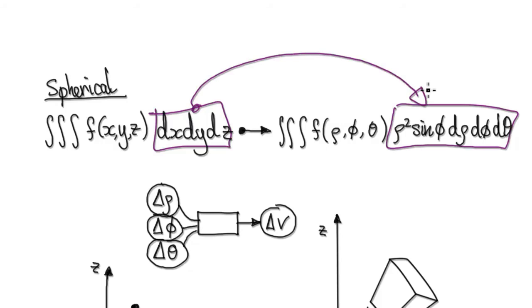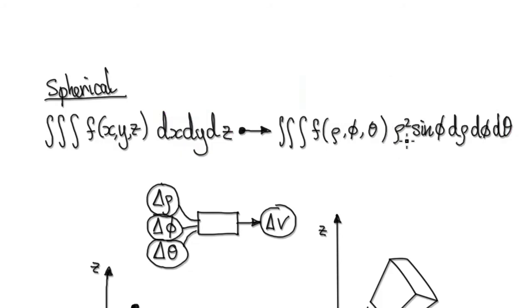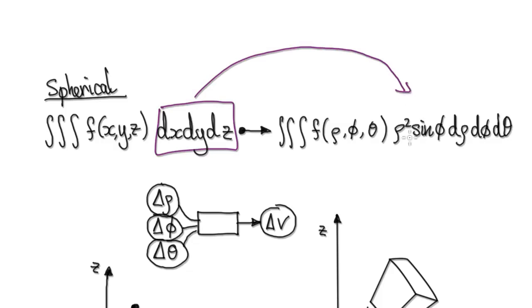Okay, so for the time being, I hope you can roughly accept that when you convert from Cartesian coordinates into spherical coordinates, you would need to stick this weird thing in here.